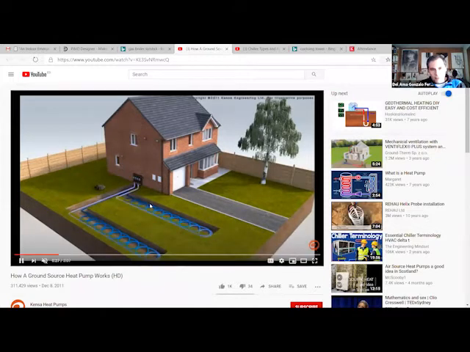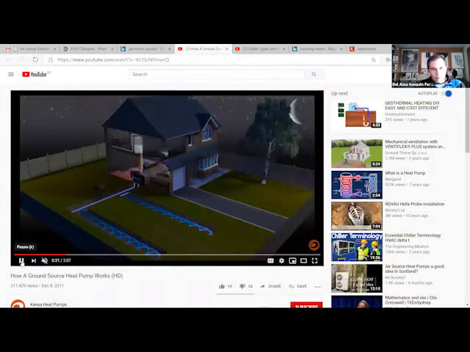But as you can see, here we can explain what's inside. Here you see that we have the heat pump inside the house. We have this coil or closed loop with pipes that are buried 6 feet under or even deeper. And then we have the heating systems here. So here we have a radiant floor, we have a hot water tank.